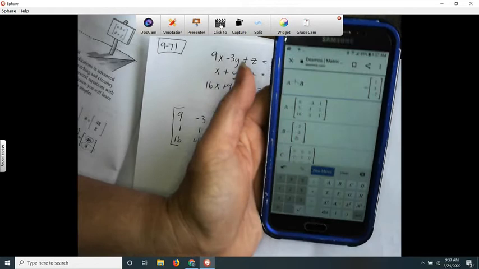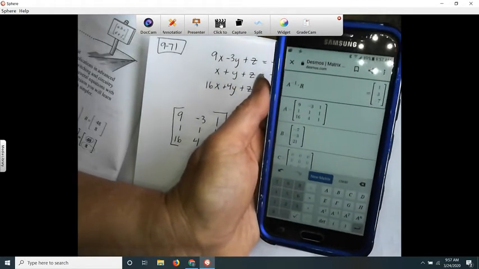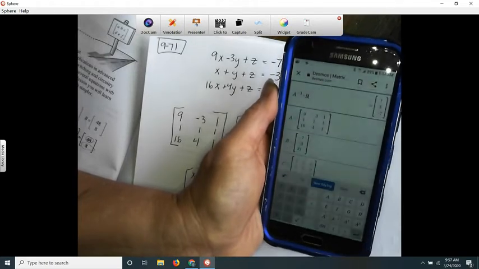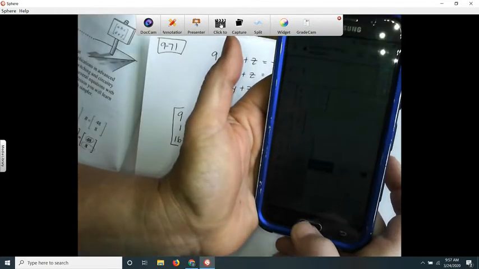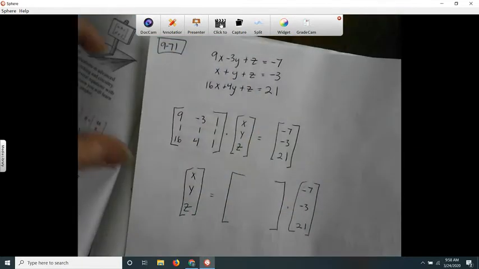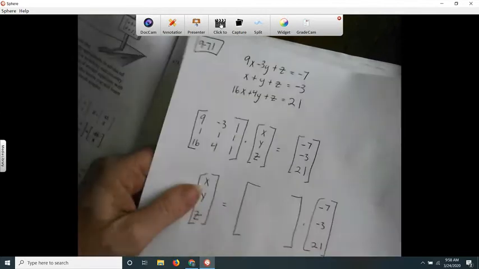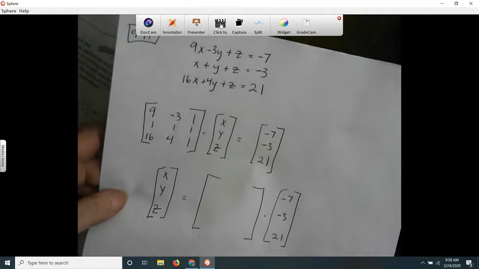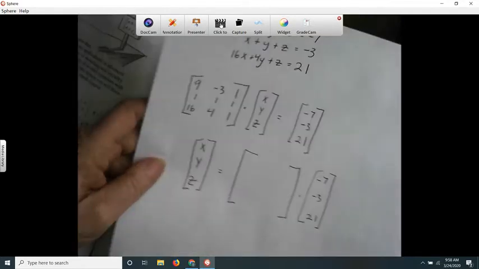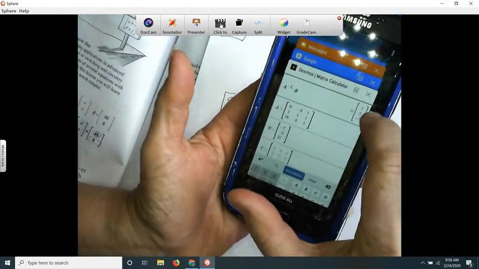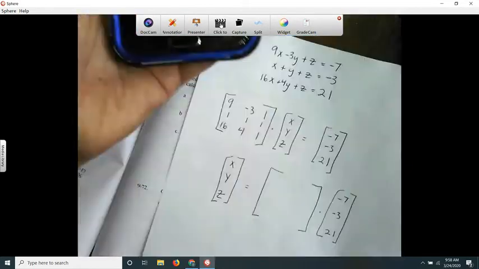I want you to try this using your phone, or try to figure out how you can enter some matrices into a calculator, and see if you can get the right answer. You can check your answer. Oh wait, did I check? I got 1, 3, and -7 for my answer. Is that right? Yes, that's right. I can check the answer.